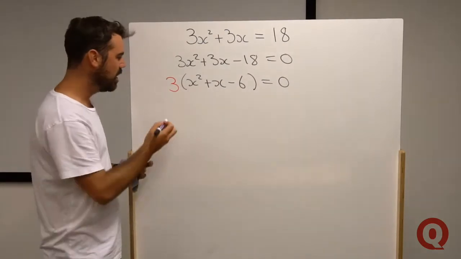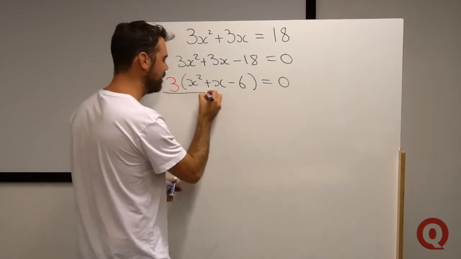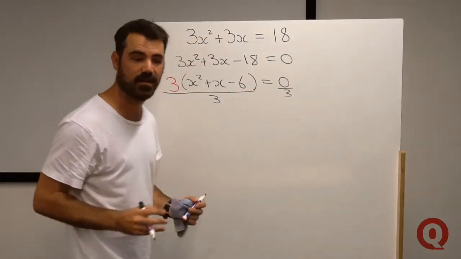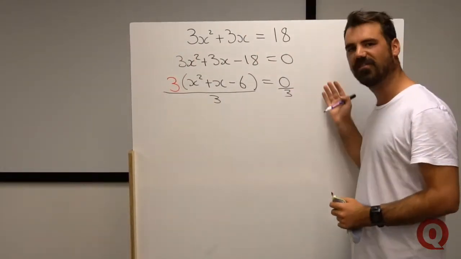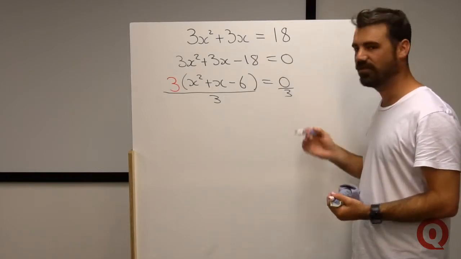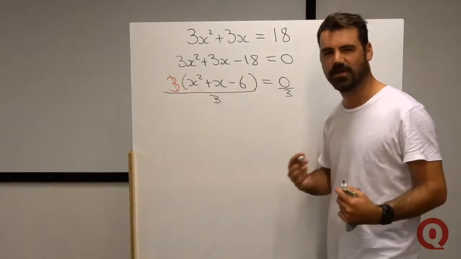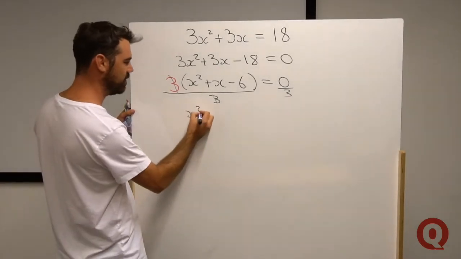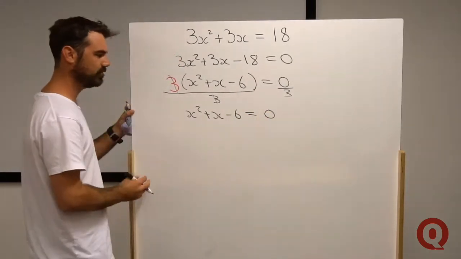Now, I don't want this 3 here. So what am I going to do? I'm going to divide both sides by 3. Now remember, I can say 0 divided by 3, but I can't say a whole number divided by 0, because what happens then? It's undefined. So this is fine, because 0 divided by 3 remains 0, but it allows us to cancel out those 3's that we don't want, because we're trying to solve for x here. So now I'm left with x squared plus x minus 6 is equal to 0.